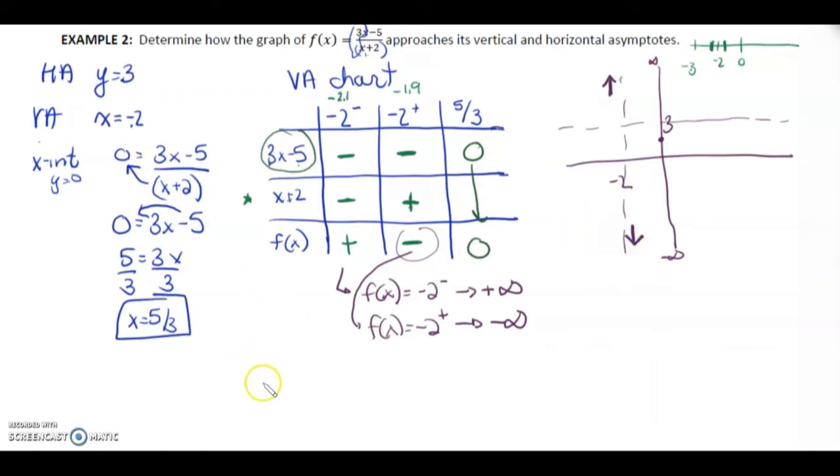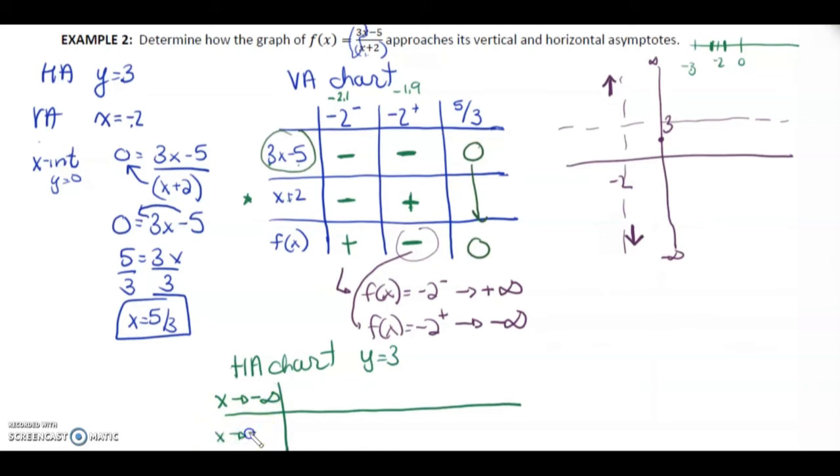Okay, now let's do the horizontal asymptote chart. Okay, so a little bit different here. The horizontal asymptote is y equals 3. So there's only 2 calculations that we need to do. We need to look at when x approaches negative infinity and when x approaches positive infinity.